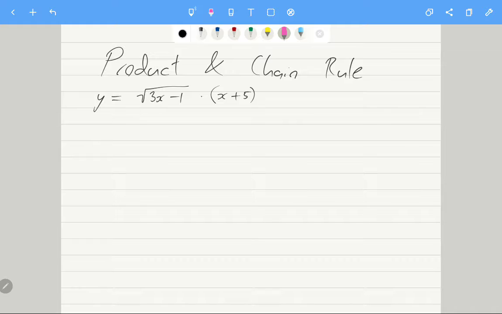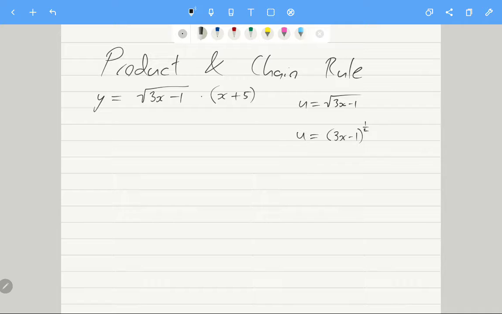But we'll see that in order to use the product rule, we need to know both u dash and v dash. V dash is fine because v dash is just 1. But in order to differentiate u, we're going to have to work a little bit harder. So if u is equal to the square root of 3x minus 1, how do I take the derivative of that? Well, first of all, I better write this as 3x minus 1 all to the power of half.